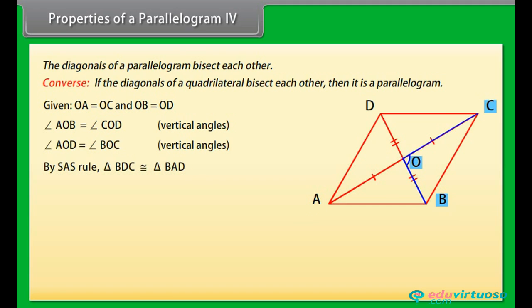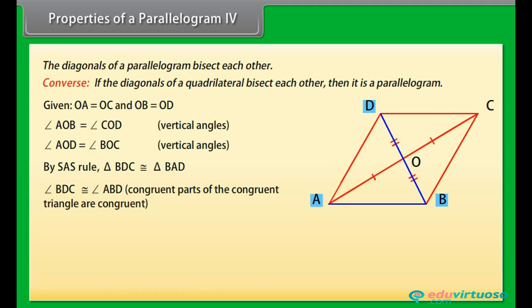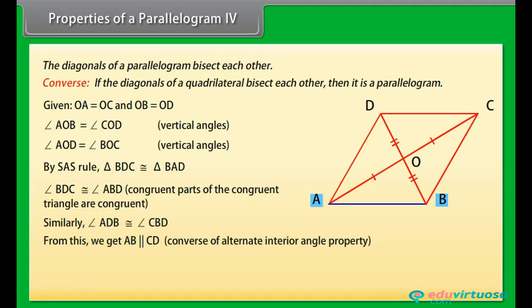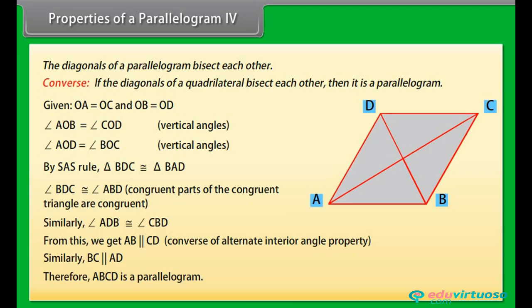So, by SAS rule, triangle BDC is congruent to triangle BAD. Therefore, angle BDC is congruent to angle ABD, since corresponding parts of congruent triangles are congruent. Similarly, angle ADB is congruent to angle CBD. From this we get AB is parallel to CD. Similarly, BC is parallel to AD, using the converse of the alternate interior angle property. Therefore, ABCD is a parallelogram.